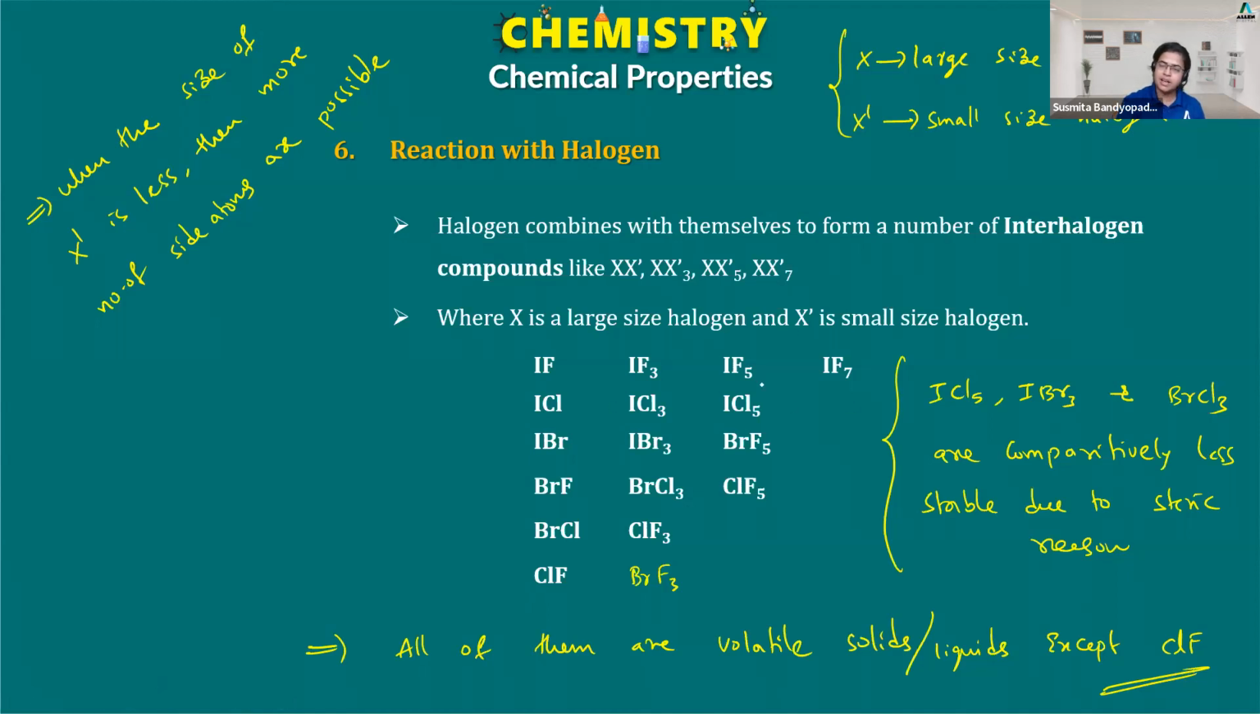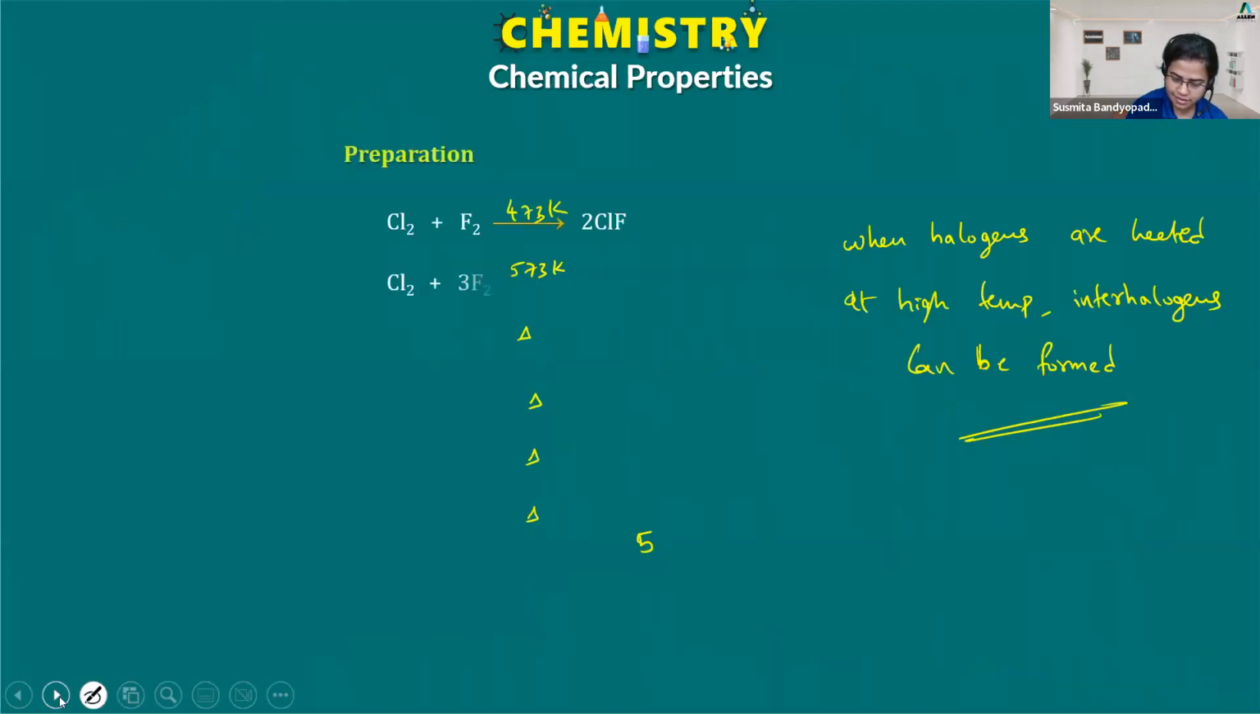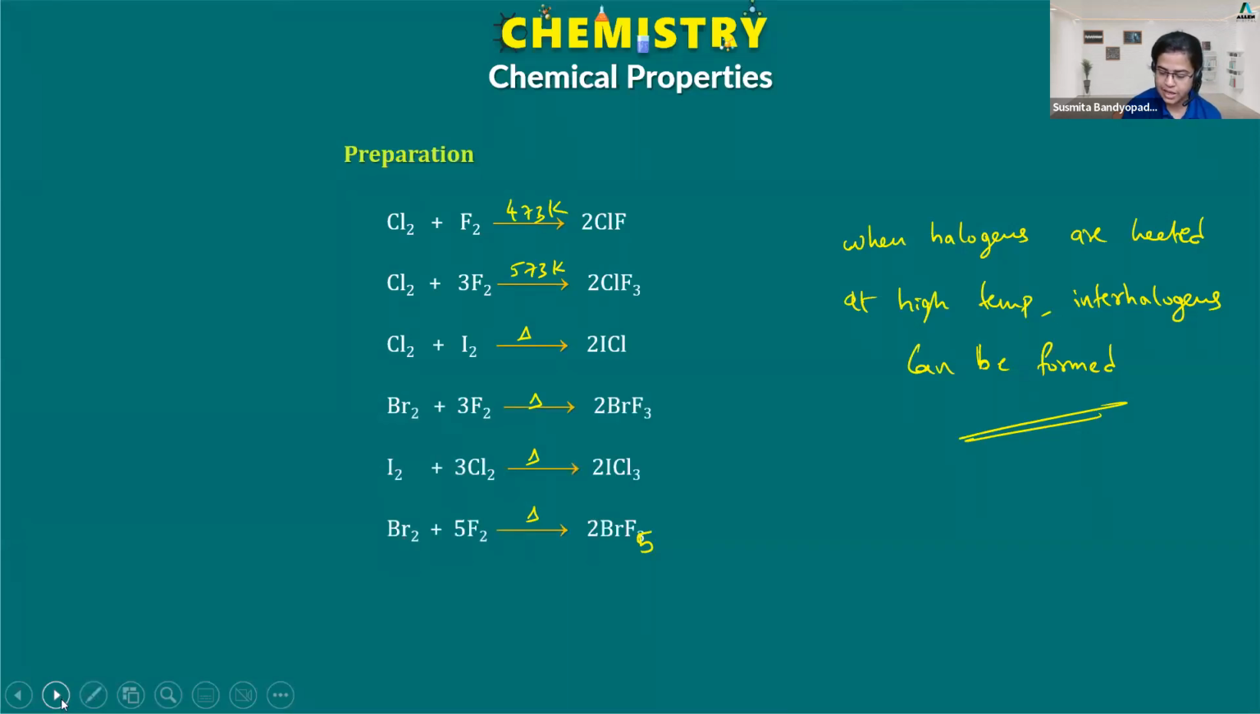Students, all of them are either solids or liquids except for ClF, which is a gas. So if the side atoms are small in size, a lot of compounds can be formed. You will observe a lot of fluorides rather than chlorides or bromides or iodides. See, you heat them and you get the different interhalogen compounds.